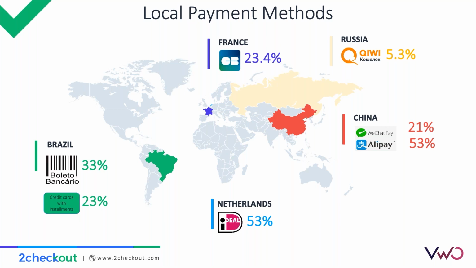And some highlights here are Brazil, for example, which has 56% of the total payments being made via local payment methods. Boleto Bancário and credit card installments, the one I mentioned earlier, those are really important. The Netherlands then has 53% of the traffic paying with iDEAL. And then China is the poster child because it has 74% of orders being placed with either Alipay or WeChat Pay. So you can see how you could potentially double or even triple your revenue in those countries only by adding those payment methods to your checkout page.